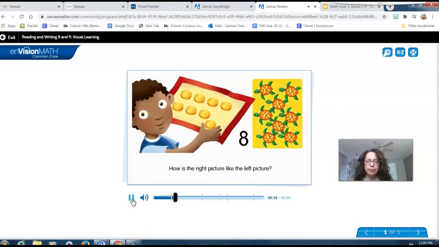How is the right picture like the left picture? Let's see. If there are 8 turtles and 8 counters, how is that the same? I would say it's the same because they both have the same amount. It shows 8. How is the left picture different? It shows 8 with counters instead of turtles.